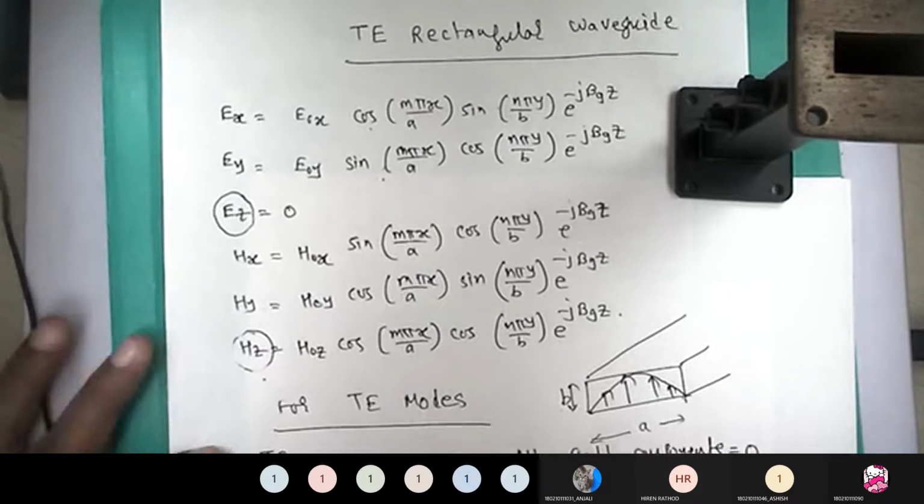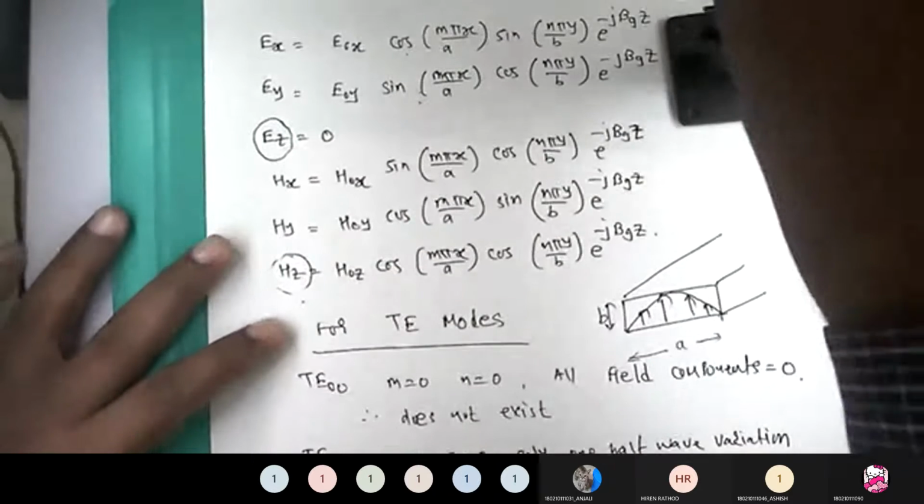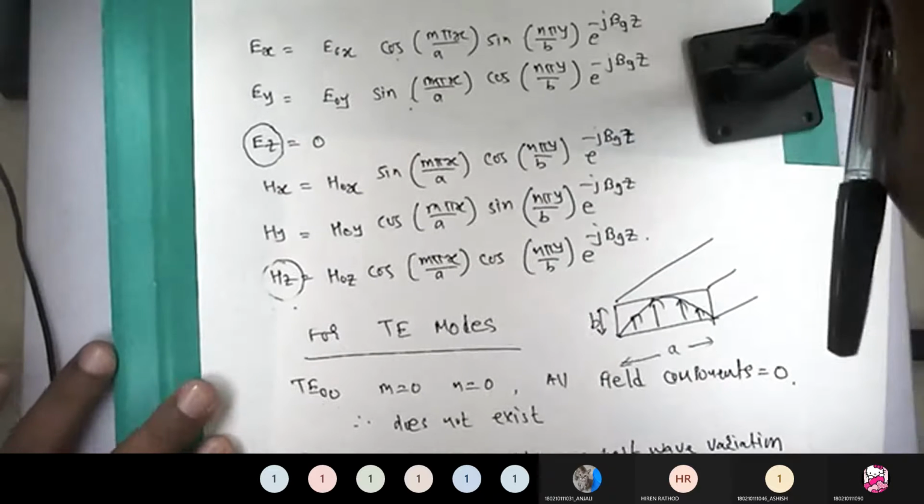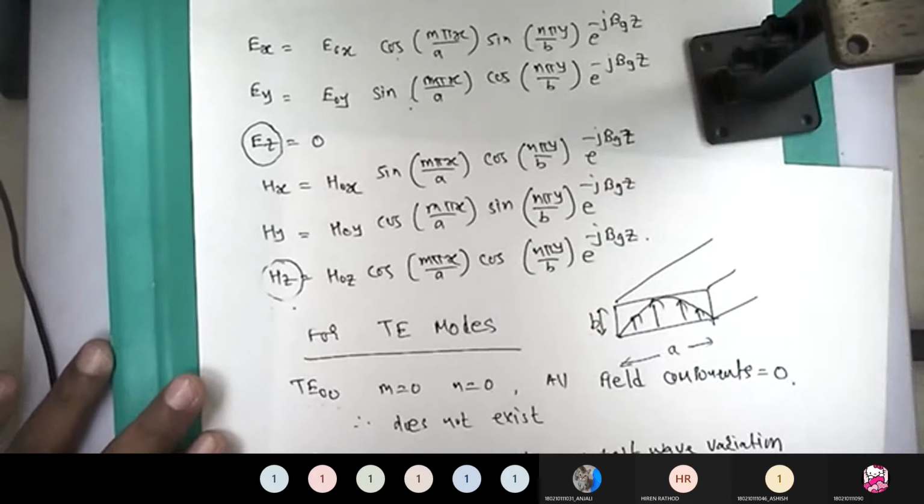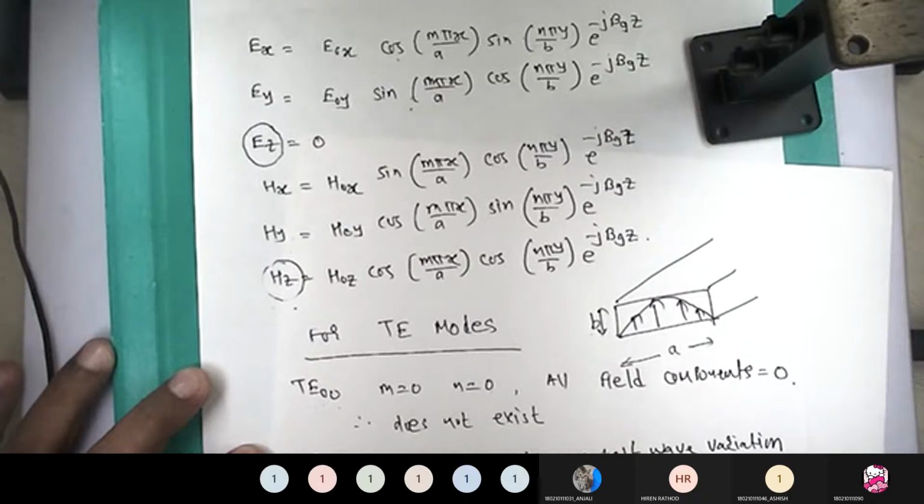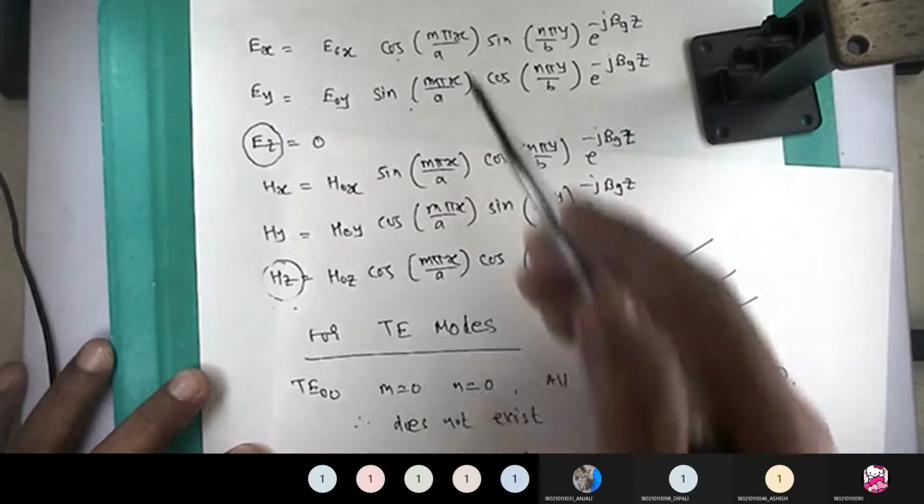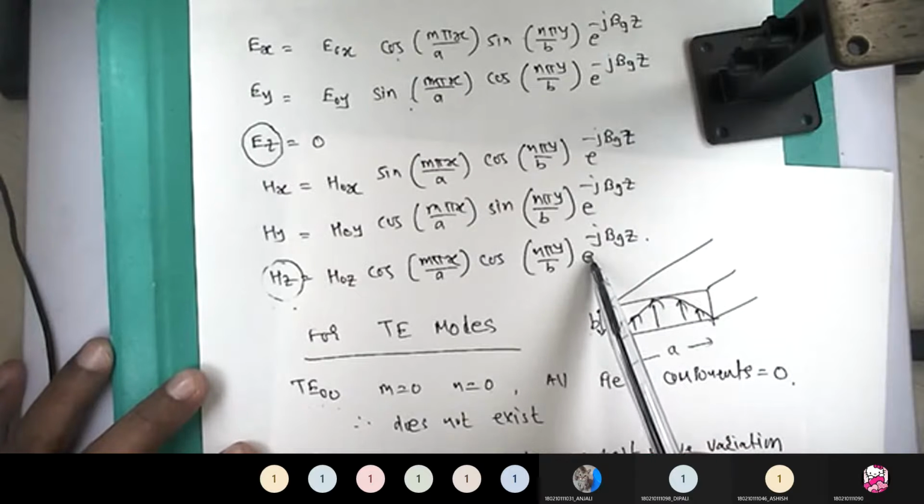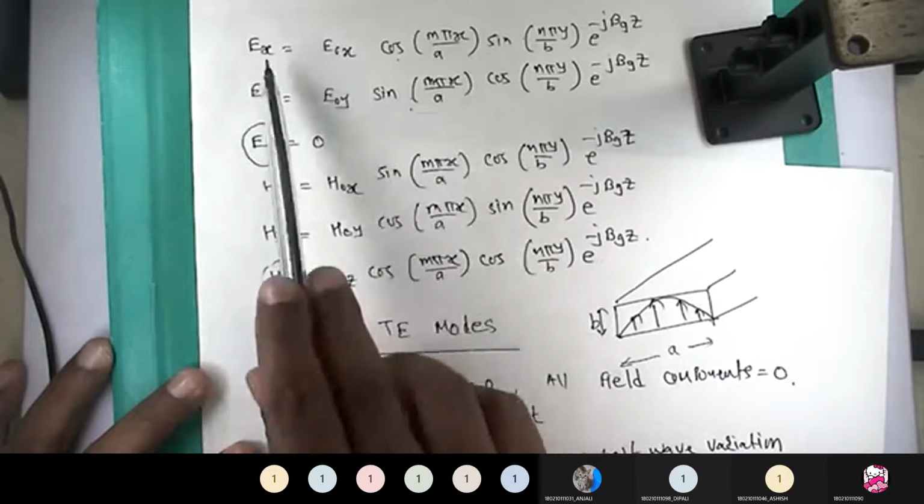In the same way, let me argue: can we have the TE01 mode? So yes, it can also be possible. Why? Because here you can see that all components do not vanish. Let me put here TE01, meaning m equal to 0 and n equal to 1. So what does it indicate? It indicates that in these 5 expressions, we have to put m equal to 0 and n equal to 1. So let us first see the Ex case.